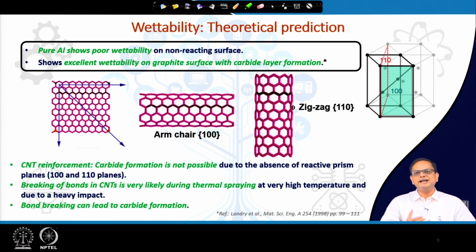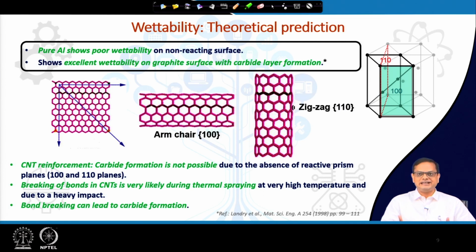What is the big deal about this? Now, the carbide which forms on graphite or on a graphene sheet actually grows from these two planes, either 100 or 110. Okay, you can see here, this one is 100, and the other plane is 110. On these two planes, carbide starts growing.